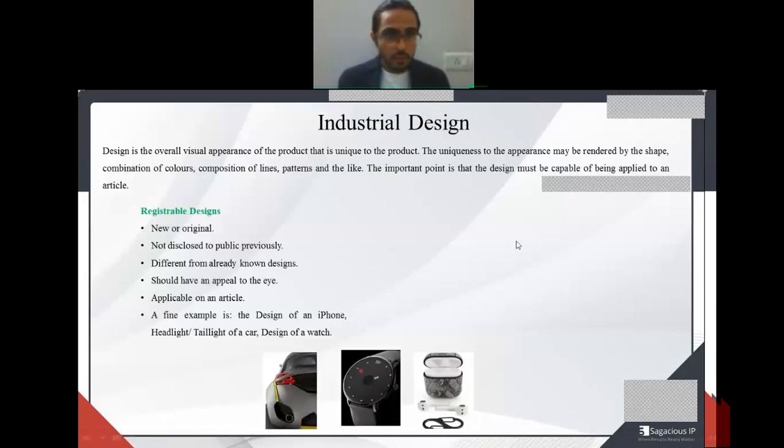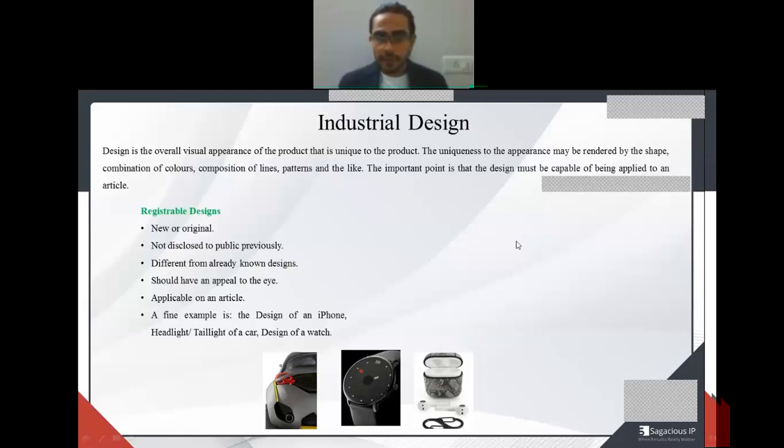So let me just give you some criteria under which a design can be registered. It should be new. It should not be already existing. It should basically be an original design. It should not just tweak something from the existing design, but in itself it should be new. It should not be publicly disclosed earlier anywhere. If you have clicked a picture of your newly designed product and put it on social media, then you will end up losing protection for designs. So it should not be disclosed.